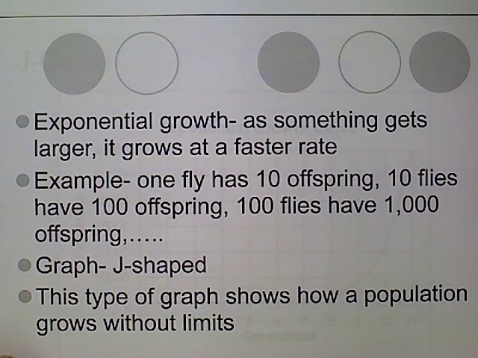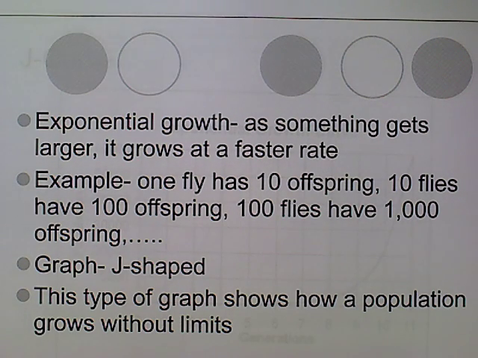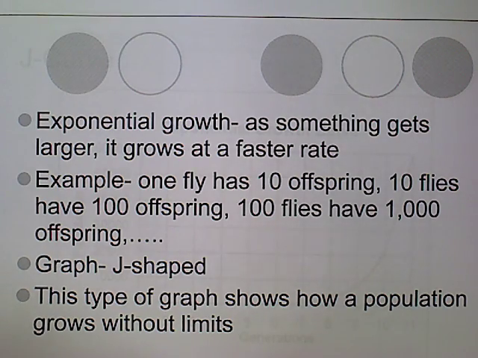That's linear. The other type of growth is exponential growth, and something gets large really fast. If an organism has 10 offspring, and then those 10 have 100, and then those 100 have 1,000, and those 1,000 have 10,000, that's growing at a very fast rate. This creates a J-shaped graph, and it shows how a population can grow without limits.